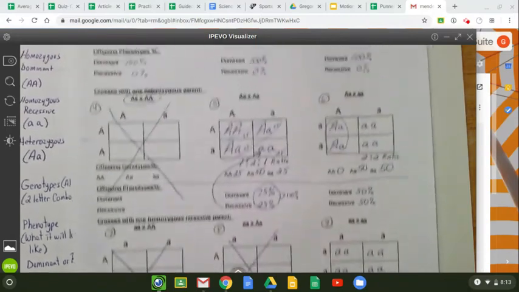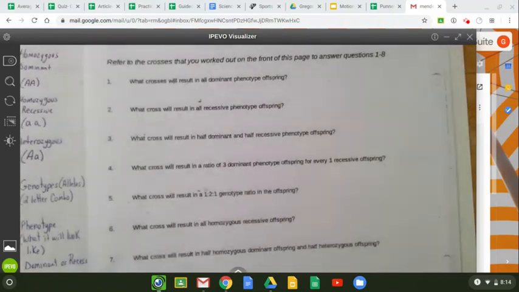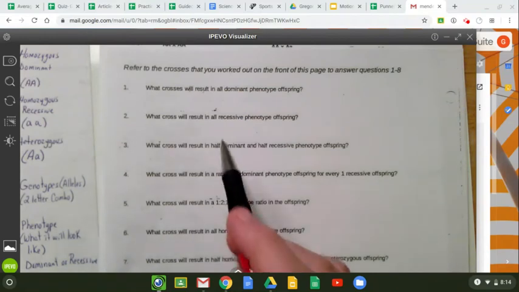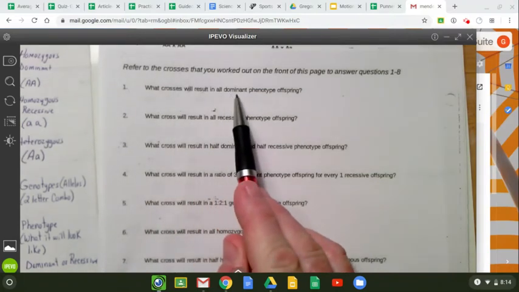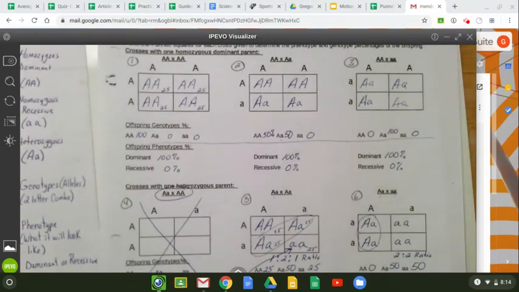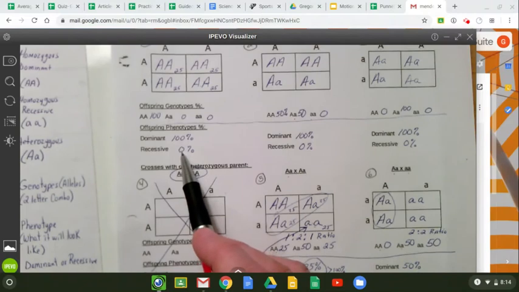Now what I'm going to do is put this copy in Google Classroom as a reference because you will be asked to look at these squares and answer a few questions. For example, what crosses will result in all dominant phenotype? Well, let's go back to what we did. You go back to your dominant. All dominant, 100 to 0.